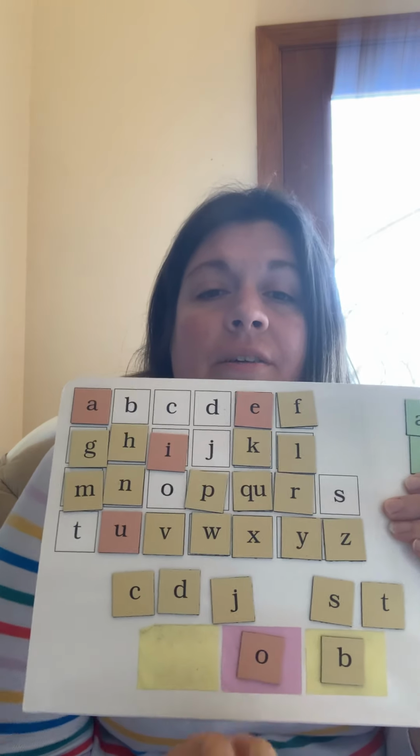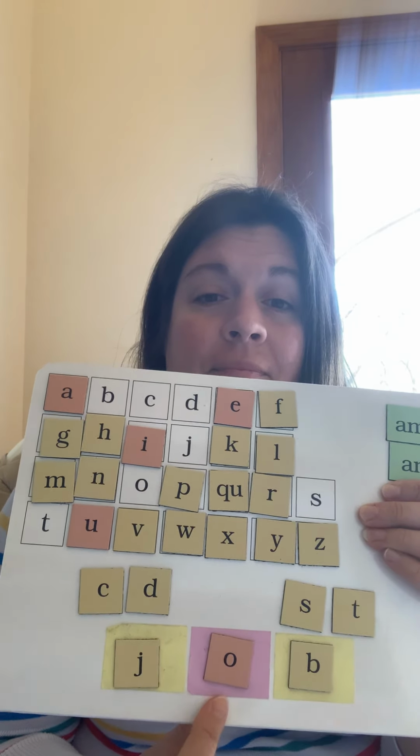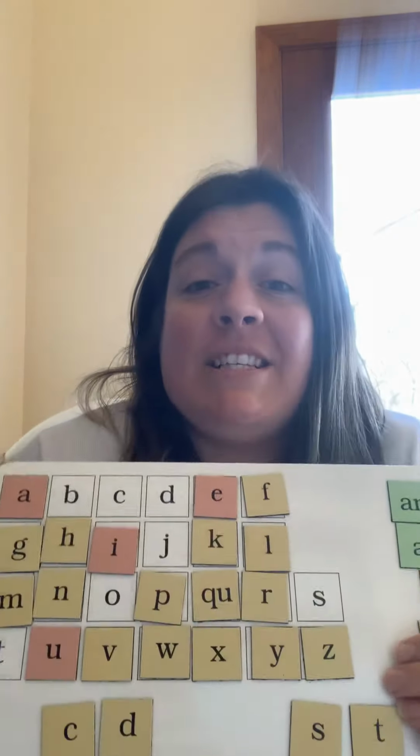We need J. J, J, J, job. Good. So my turn. J, A, B, job. Your turn. Good job. Hey, that worked out. Good job. Okay, your next word is jot.